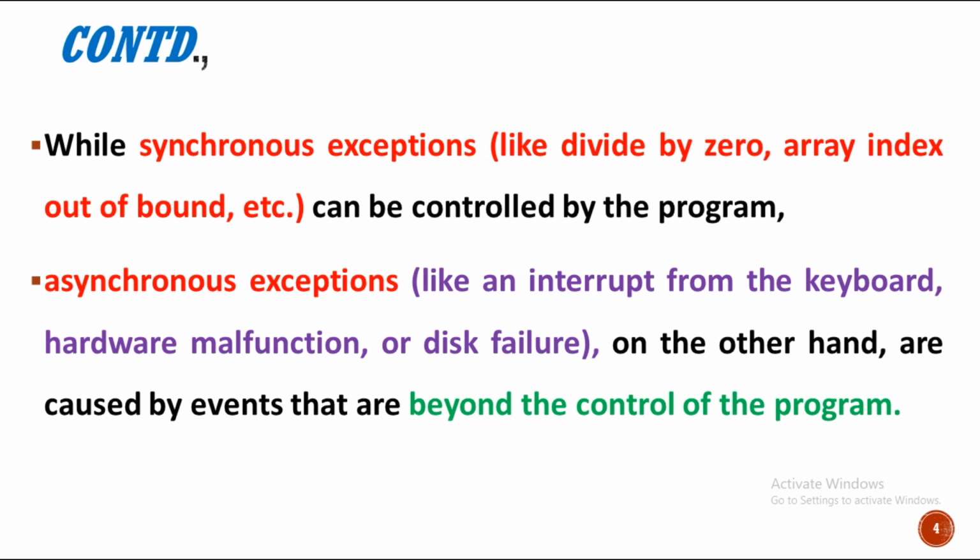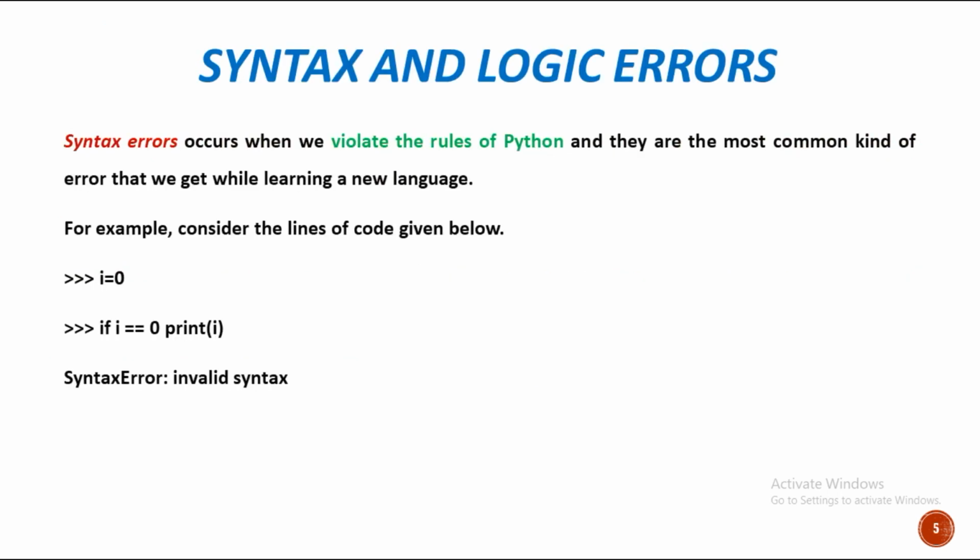Some types of exceptions are called asynchronous exceptions, which cannot be controlled by the program. These are events beyond the control of the program, like an interrupt from the keyboard, disk failure or hardware malfunction. These types of events cannot be controlled by the program. Next, we are going to learn about syntax and logical errors.